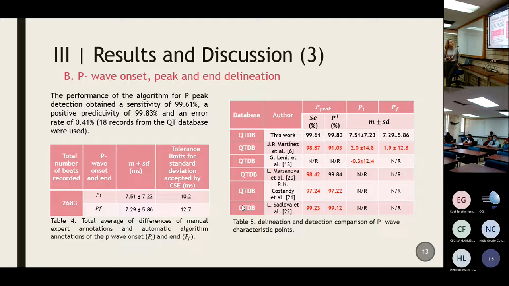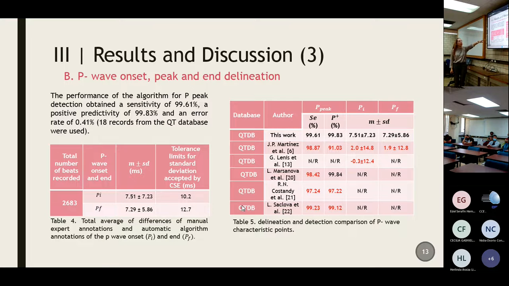The performance of the algorithm for the peak of the P wave obtained a sensitivity of 99.61%, a positive predictivity of 99.83%, and an error rate of 0.41%. Here I use 18 records from the QT database. And here we have the total average of difference of manual experts annotation and automatic algorithms annotation of the P wave onset and end. And here I have the comparison of the P wave with other authors.